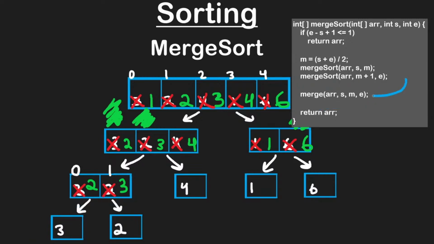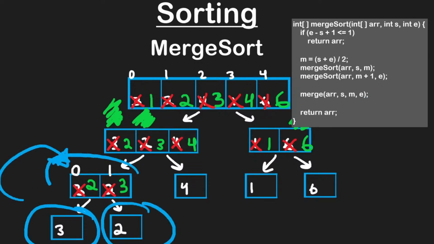Now, I haven't shown you the implementation of this. It's not super complicated. It's just a decent amount of code. It's basically the two-pointer technique we were talking about a moment ago. But what we're saying with this function call is merge the left half of the array, which starts at index s and ends at index m, and merge that with the right half of the array, which starts at m plus 1 and ends at index e. So it will basically merge these two together into the original array.